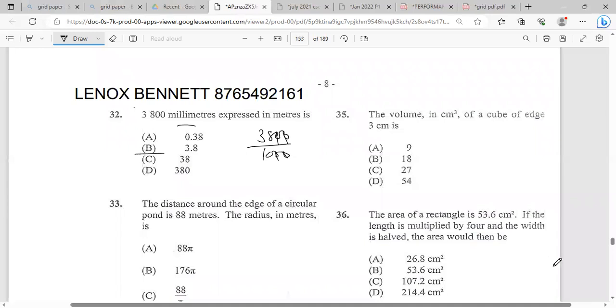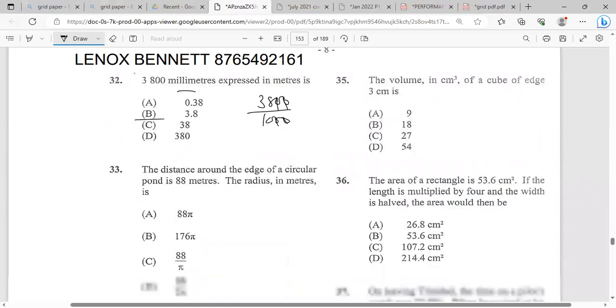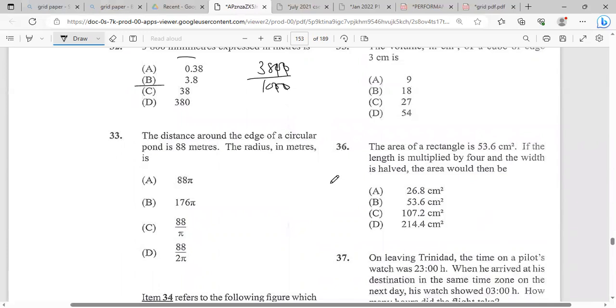All right, let's move on to 33. The distance around the edge of a circular pond is 88 meters. The radius in meters is... so we know circumference is equal to 2 pi r. They gave us 88 meters for the measurement, and then they asked us to find r, so make r the subject. So we just divide by 2 pi.